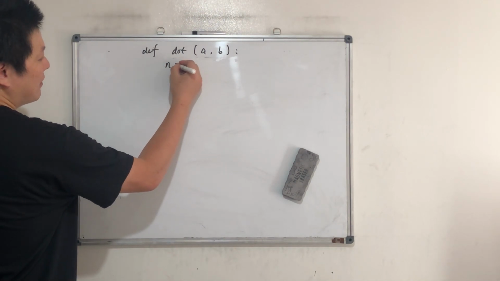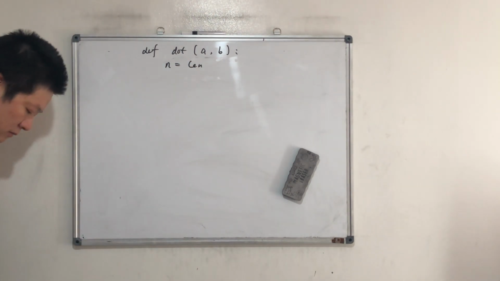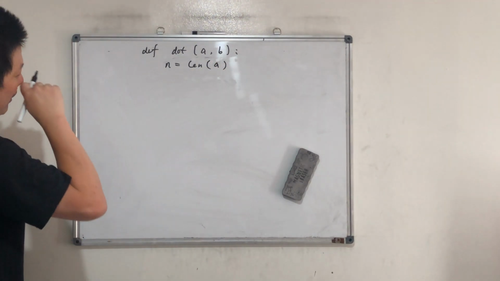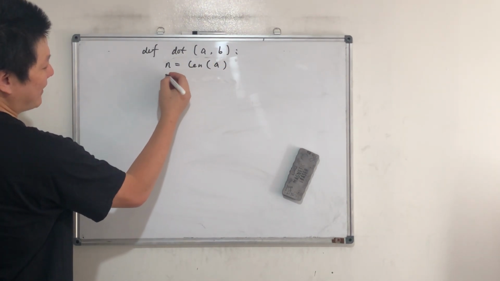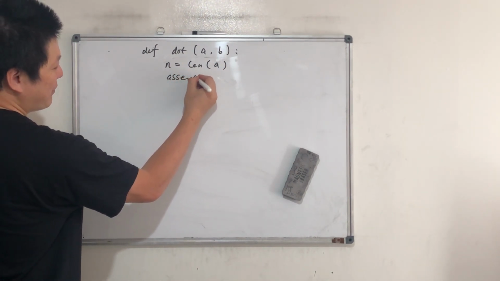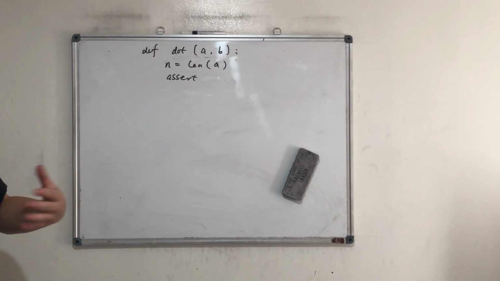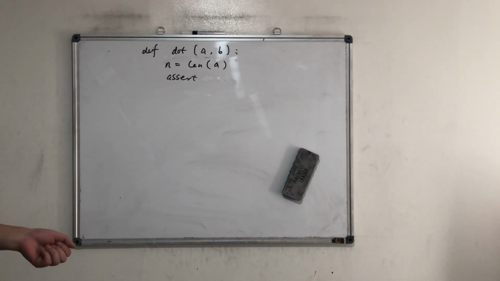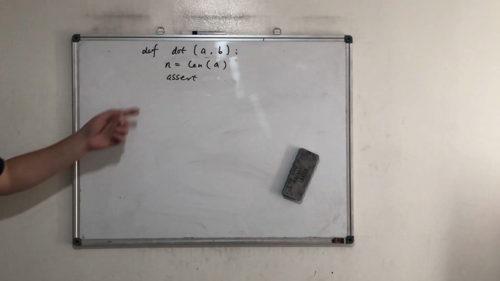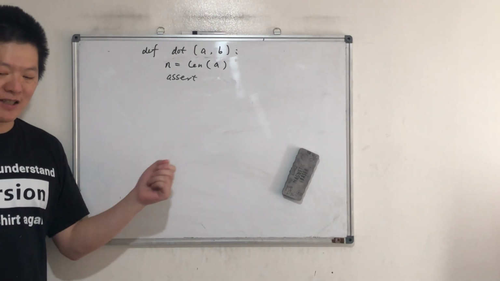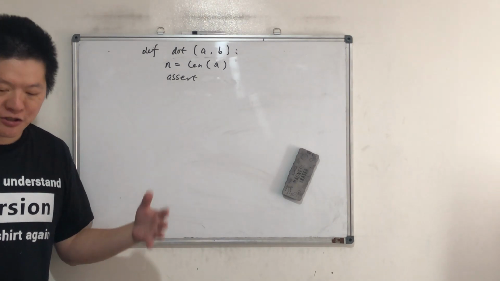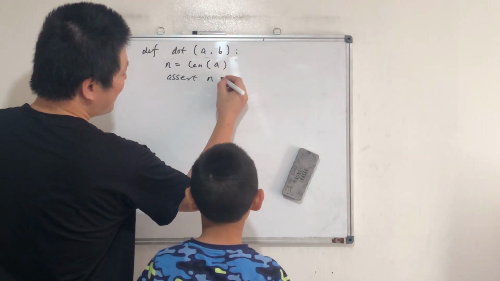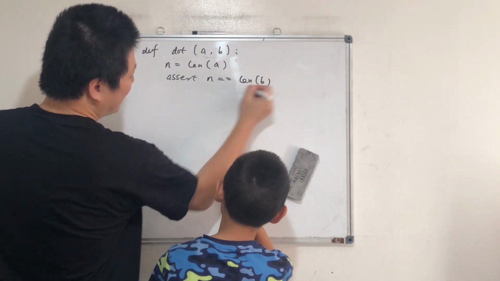The length n equals the length of a. But we also have to check that b has the same length as n, right? So we can use the function called assert. What does assert mean? Assert means to make sure, to guarantee. So we need to make sure n equals the length of b. It has to be the same length, right?